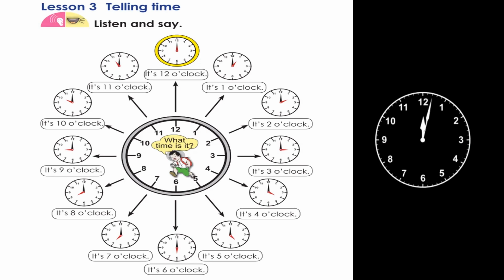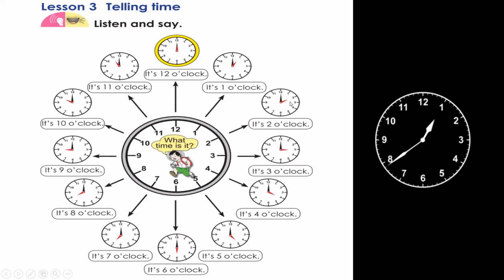So let's look at the first picture. Here the short hand shows 12 and the long hand shows 12. So we can say it's 12 o'clock. What time is it? It's 12 o'clock. What time is it? It's 12 o'clock. What time is it? It's 1 o'clock. Look at the next one.